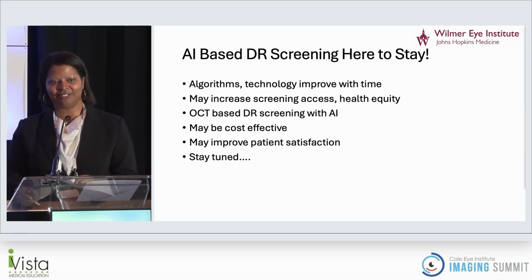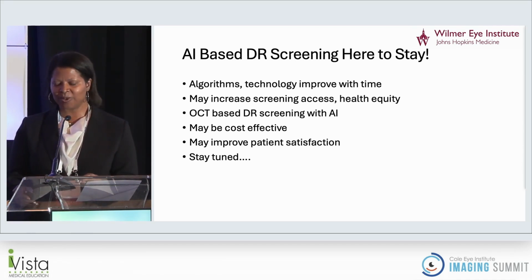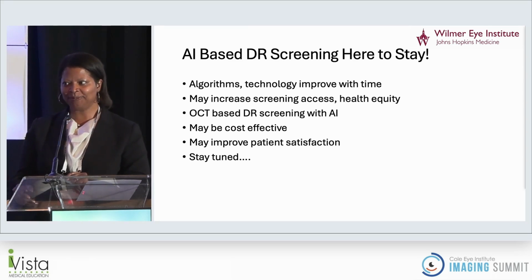So it may be cost-effective if used in a clever way, and it may improve patient satisfaction. Maybe you can save the patient a visit to the doctor's office if they can get it right at their primary care doctors, who they're going to be at anyway, and tell them whether or not they have diabetic retinopathy, and you're accurate with your diagnosis. So we'll stay tuned for that. Thank you.